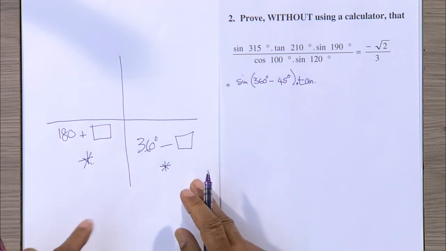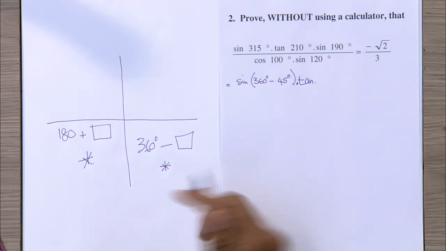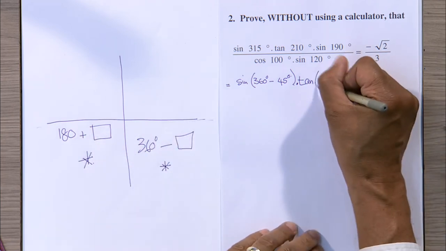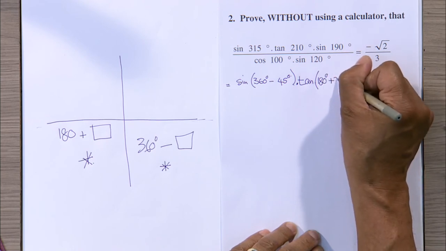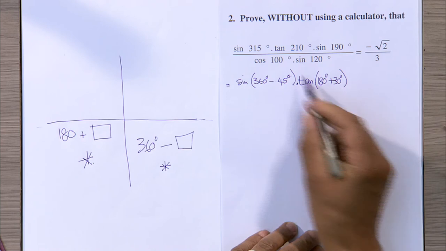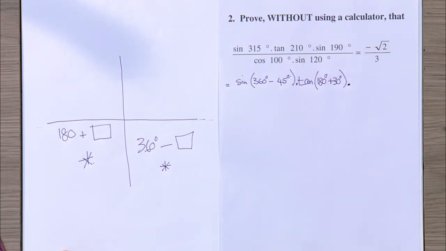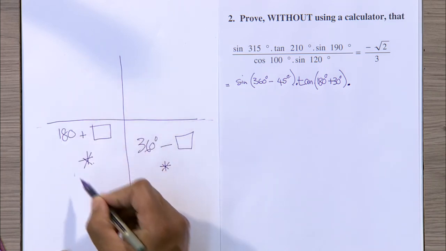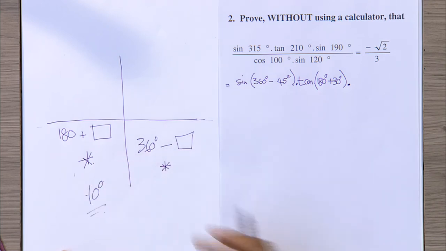I say normally because I keep in mind that now I don't have to change the function to co-functions, because I'm working with a horizontal axis. So that becomes the tan of 180 plus 30 degrees, which is the 210. Here I see 190, which again is in the third quadrant, 180 plus 10. But now 10 degrees is not a special angle.